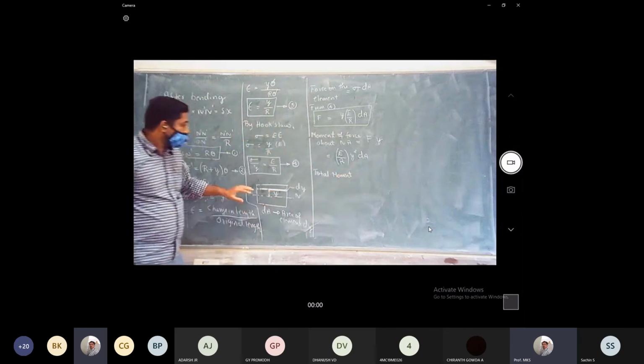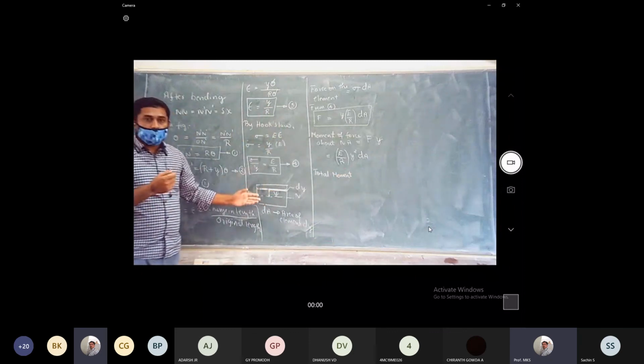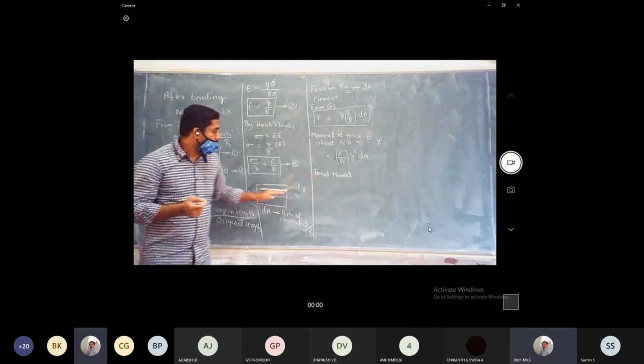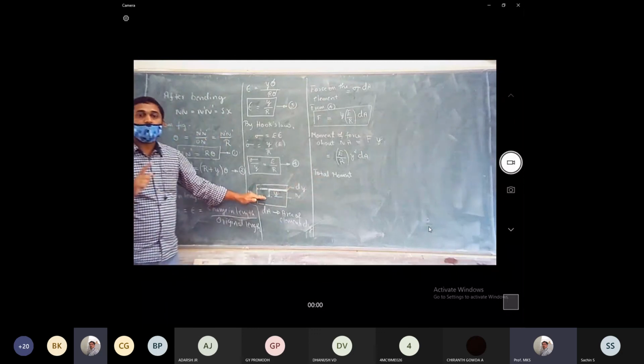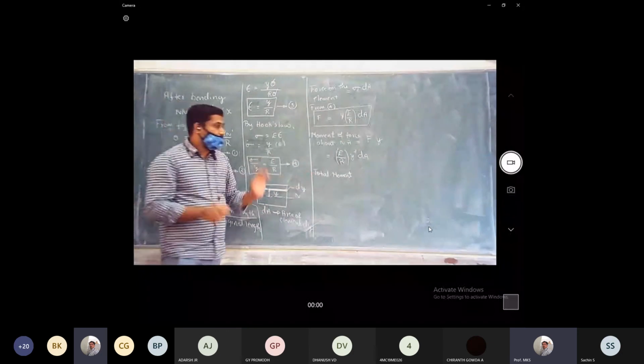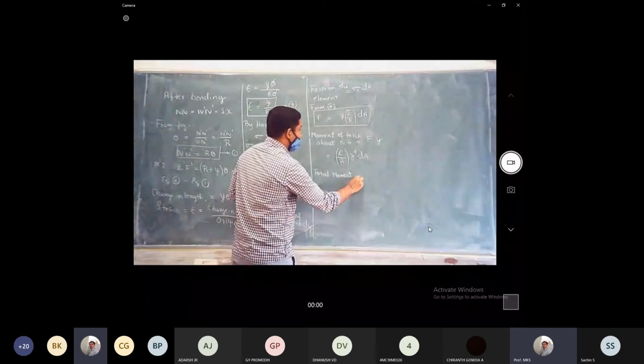So that we call it the total moment of all the elements which are present. There will be a number of layers with respect to the neutral axis, right? The total moment of all the elements with respect to the neutral axis, we call that the moment of resistance.